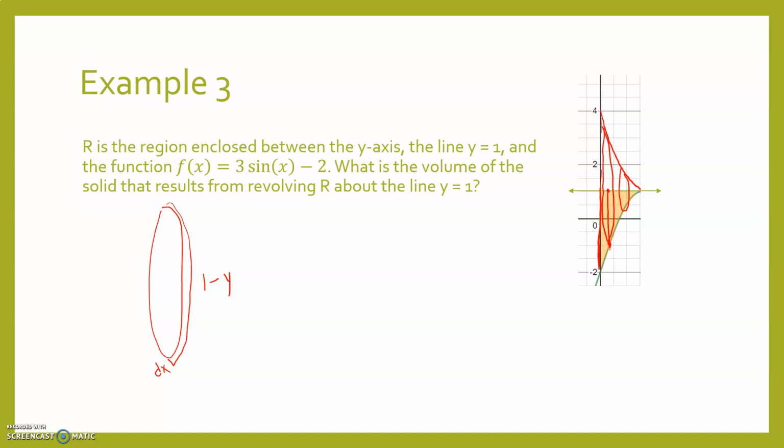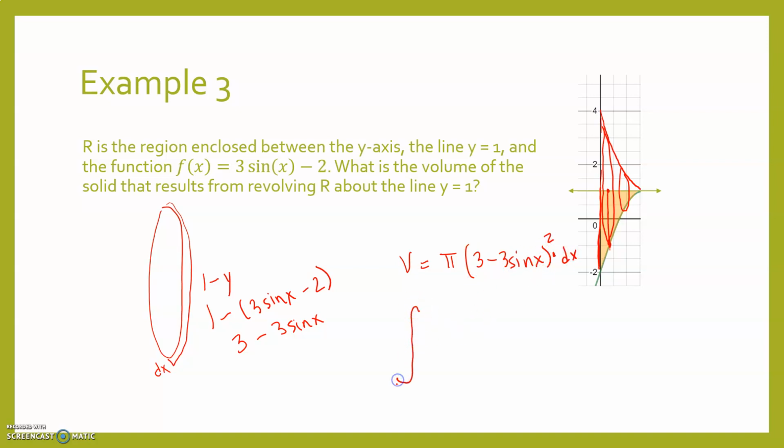So this is going to be our radius, but because we have a dx, we don't want it to have a y in it, so we're going to have 1 minus 3 sine of x minus 2, which would be negative 1. No, it would be 3 plus, sorry. It would be 3 minus 3 sine of x. And so then our volume of one of these things would be pi times the radius squared times the little tiny thickness.